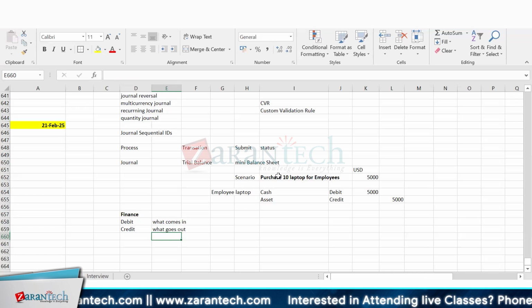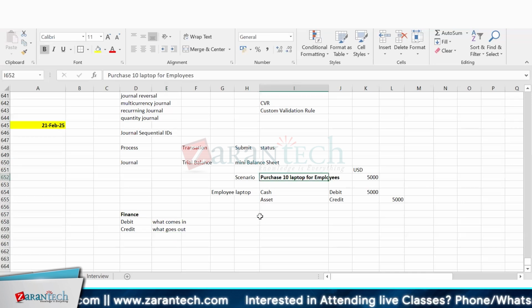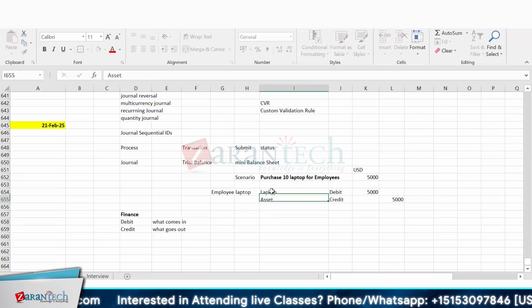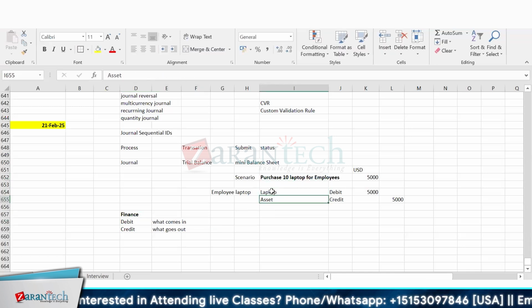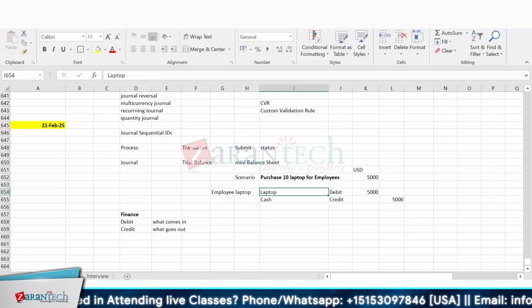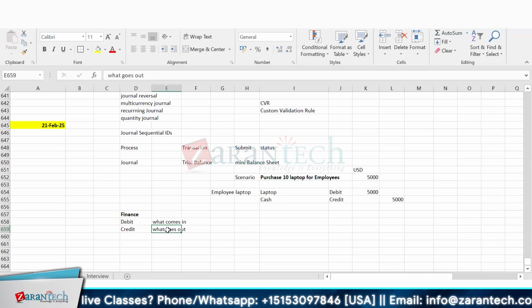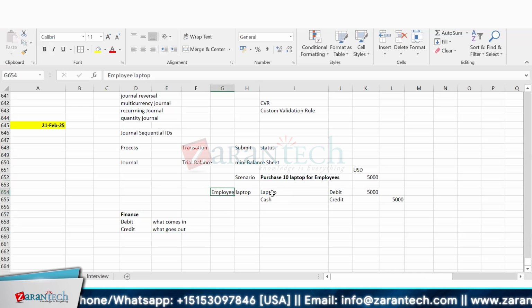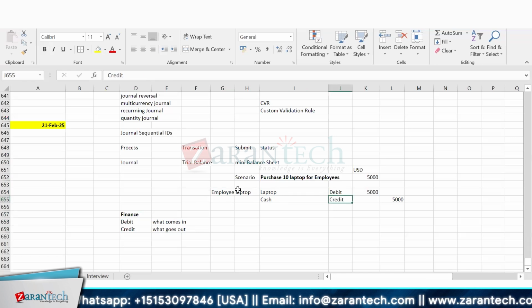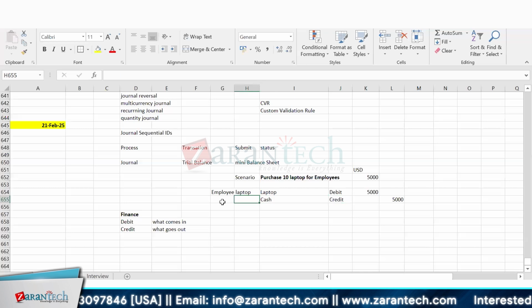So in my case, purchase 10 laptops. What comes in? Debit. What comes in the transaction? It's debit, obviously. It's the laptop. So my laptop is debit automatically. And what goes out? Cash. Simple. Cash. This is the accounting entry. You said what gets in? I said laptop. Employee laptop debit, and credit cash. You didn't tell me the credit. No, I told you 5,000 credit cash. Okay, then I missed it.